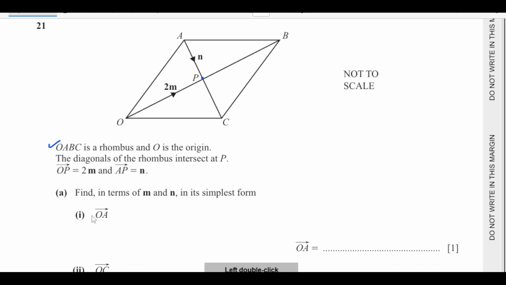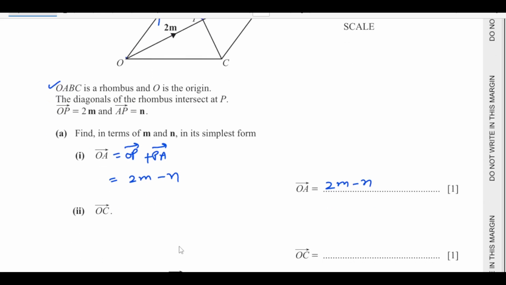Okay, OA, we are looking for OA. So going from O to A, we can go like OP and PA, right? So it is OP plus PA. OP we have 2m and we have AP, you see the arrow is downward, so we are going PA, so it will be negative n. So 2m minus n.